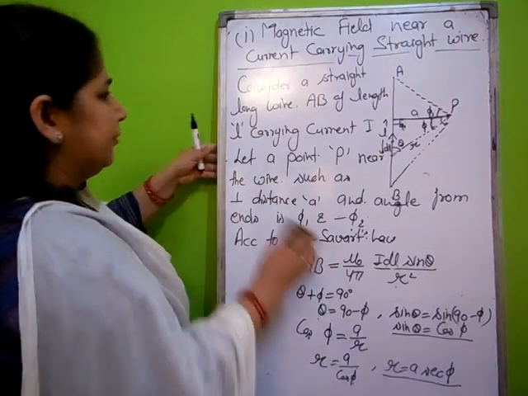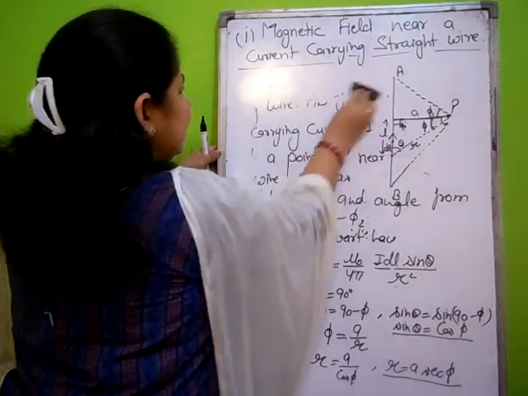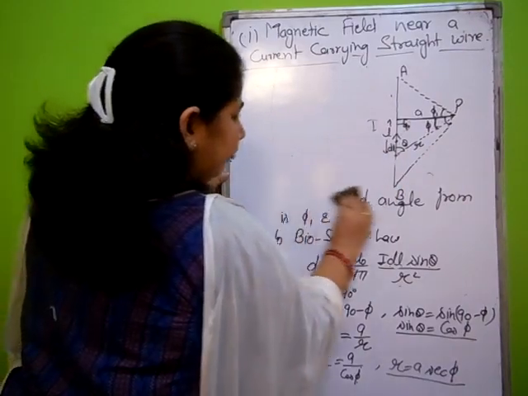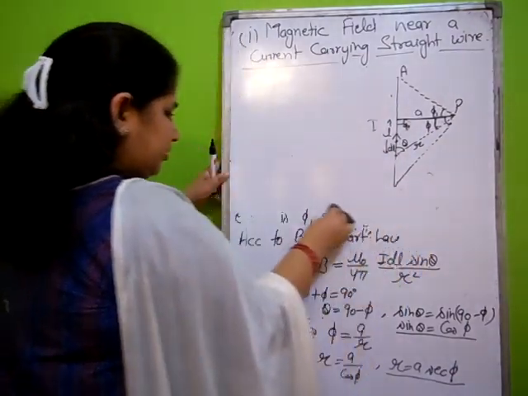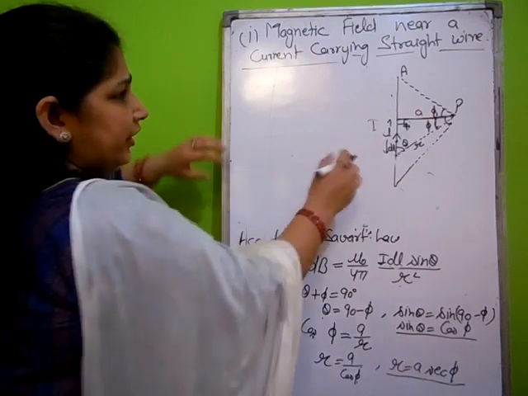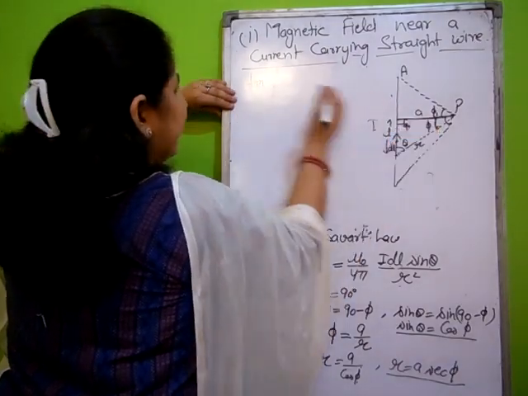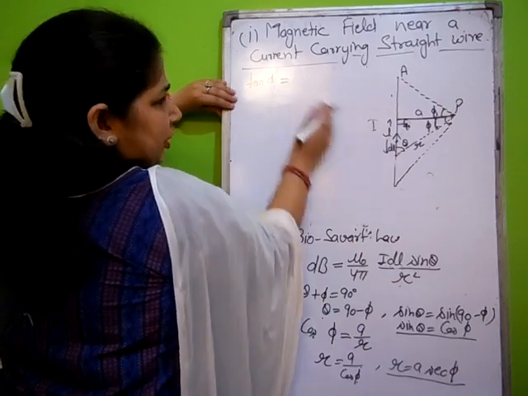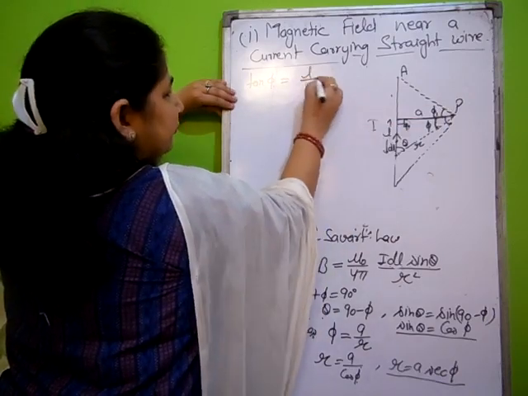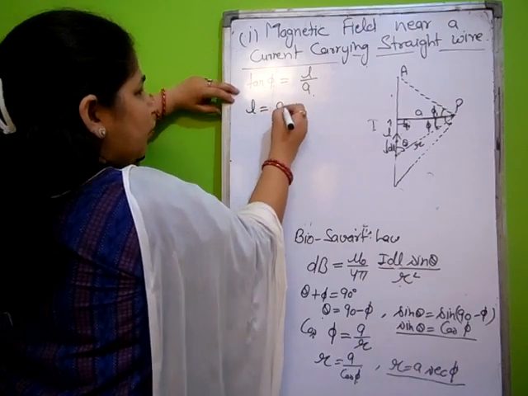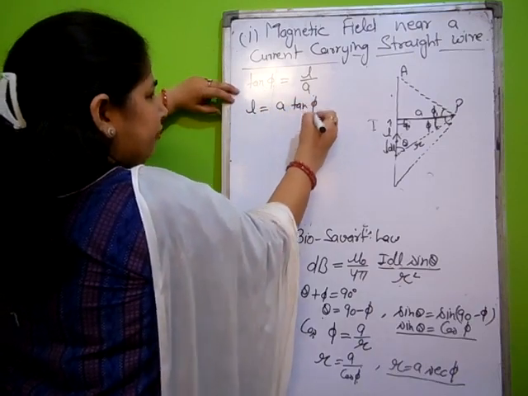Now the third parameter is L. We will consider L in terms of phi. Then I will take here tan theta; in place of theta I will take phi, so tan phi is equal to L upon A. Got it? Now L is equal to A tan phi.